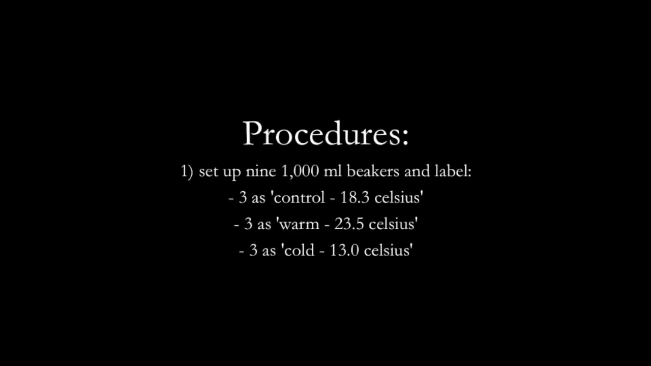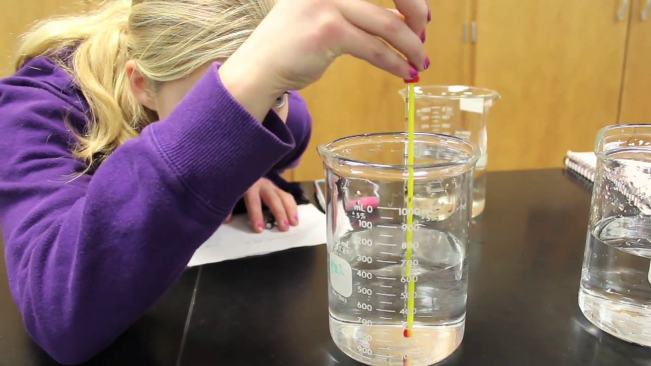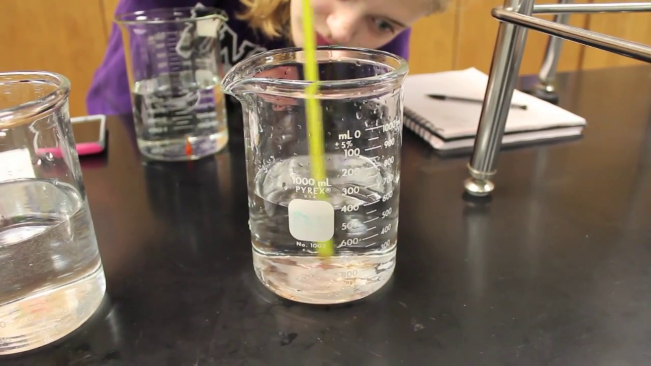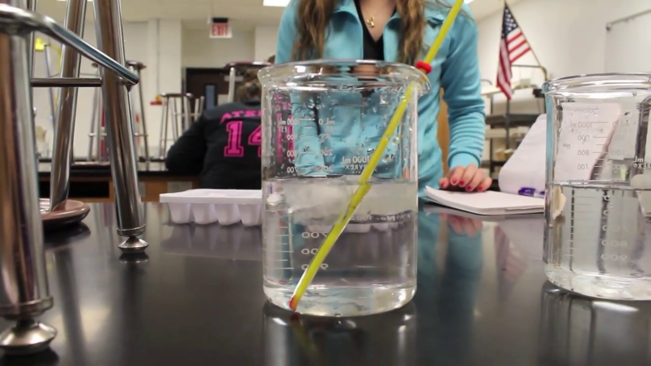First, set up 9 1,000 milliliter beakers and label 3 of them as control with a temperature of 18.3 degrees Celsius, another 3 as warm with a temperature of 23.5 degrees Celsius, and the last 3 as cold with a temperature of 13 degrees Celsius. Each beaker in each set should be labeled 1, 2, and 3. These will keep track of the 3 different trials and fishes that will be used for each temperature.